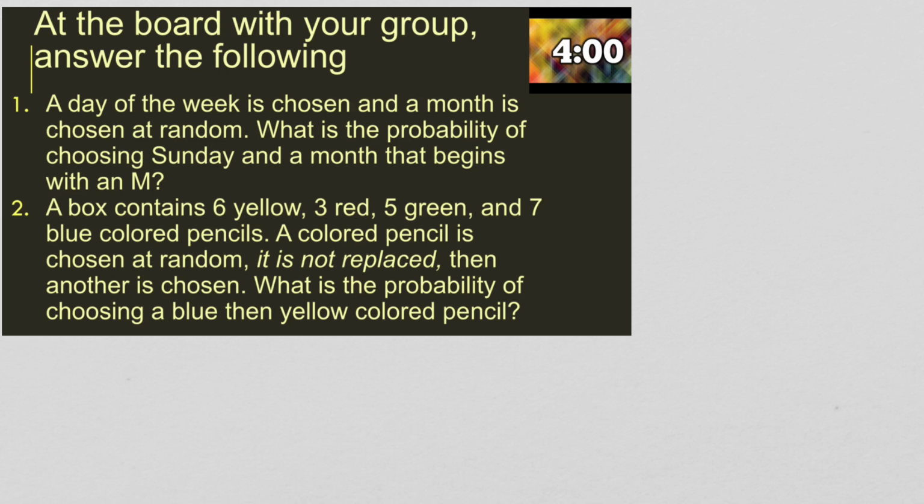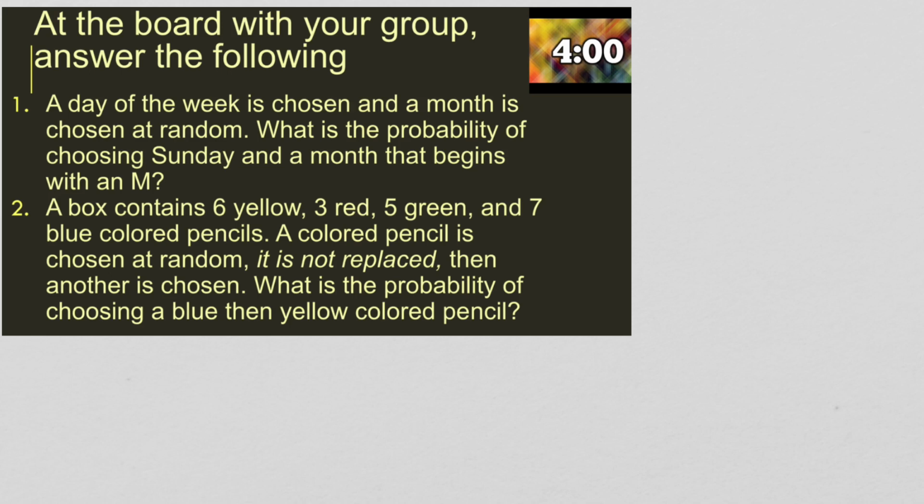All right, let's take a look at 1 and 2. If you feel that you want to do this, pause the video and try it yourself, go ahead. I'm just going to go ahead and start doing the problems. A day of the week is chosen, and a month is chosen at random. What is the probability of choosing Sunday and a month that begins with an M?